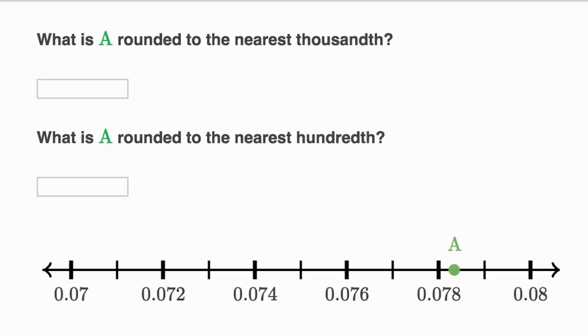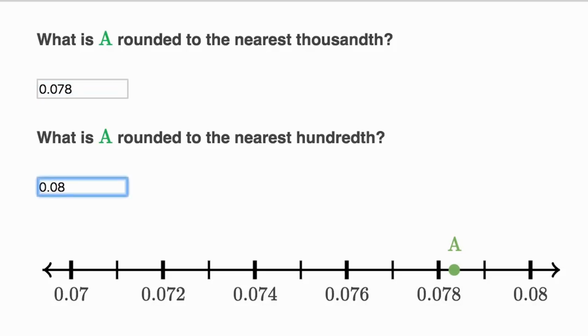So if we round to the nearest thousandth, it's definitely closer to 78 thousandths than it is to 79 thousandths. So I would say this is 0.078 or 78 thousandths. That's the nearest thousandth. What is A rounded to the nearest hundredth? Well, what are the hundredths that it's in between? It's in between 7 hundredths and 8 hundredths. And which one is it closer to? Well, it's closer to 8 hundredths.